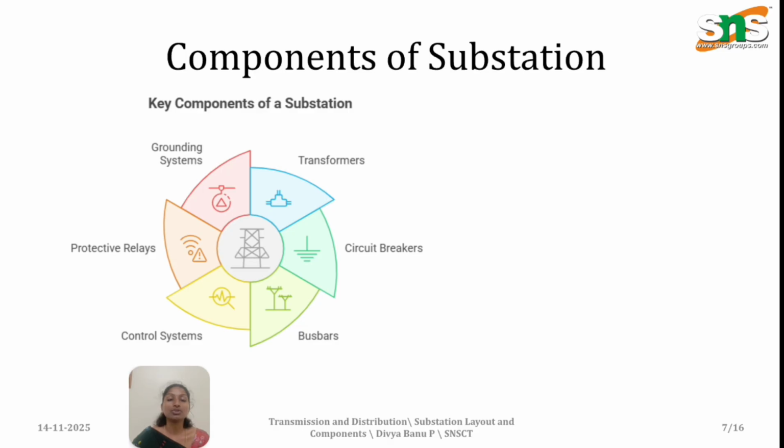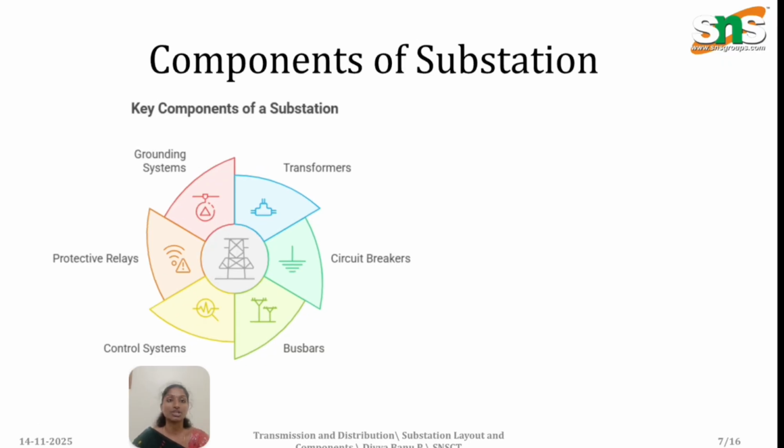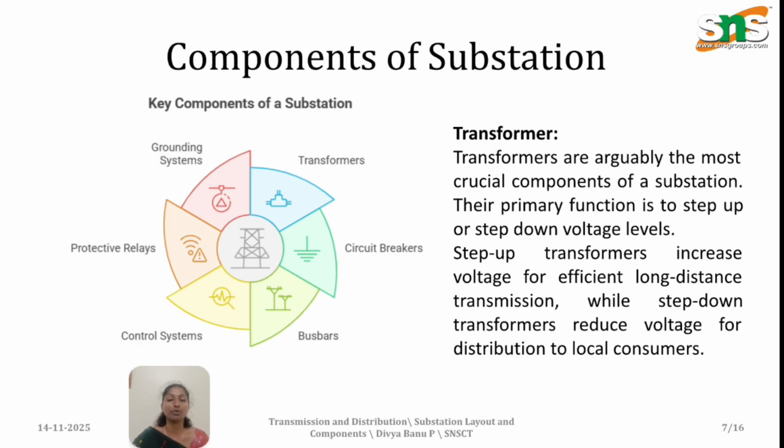Next, coming to the components of a substation. The main components, as discussed earlier, are transformers, circuit breakers, bus bars, control systems, protective relays, and grounding systems. All of these combine to make a substation, and all these components are very important.